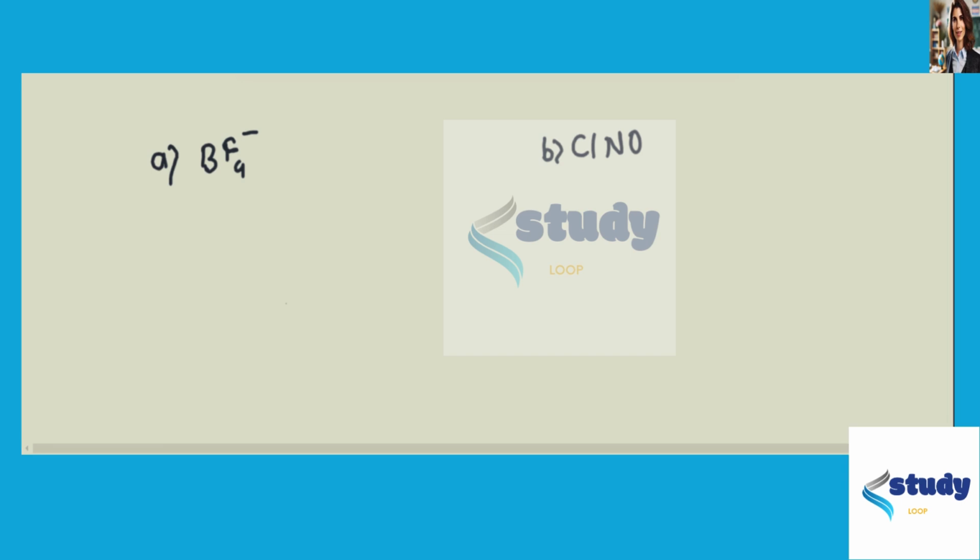Tetrafluoroborate ion has 32 valence electrons. So we will put the boron in the center, and it is the least electronegative, and the fluorines on the outside.